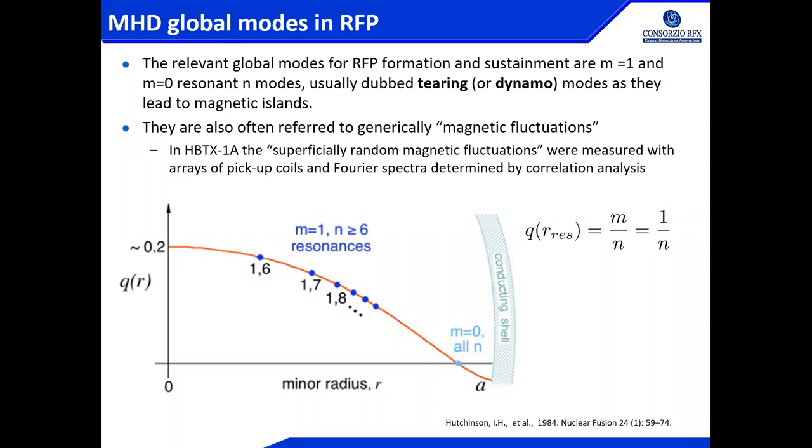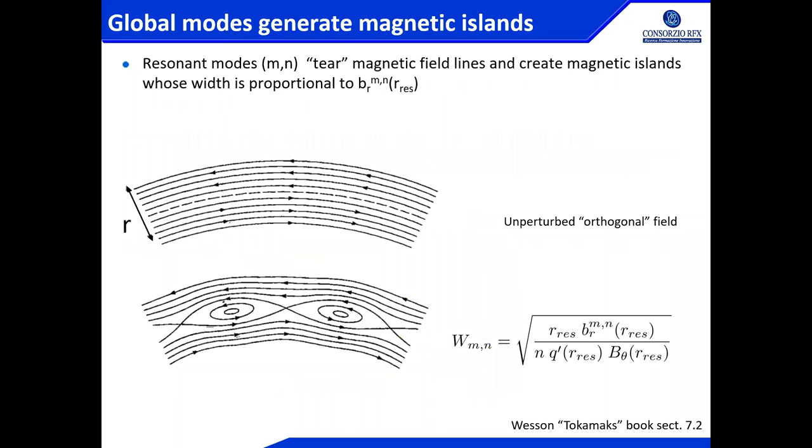This is due to the fact that it was discovered in the 80s that they were global modes, because they did the correlation analysis of several pickup coils, trying to figure out the global structure with a Fourier spectrum. Now it's obvious that you take multiple measurements, you take a Fourier analysis, and you get the mode. At that time, it was not that obvious. And they are resonant modes, also dubbed dynamo modes or tearing modes. Tearing because actually they drive islands.